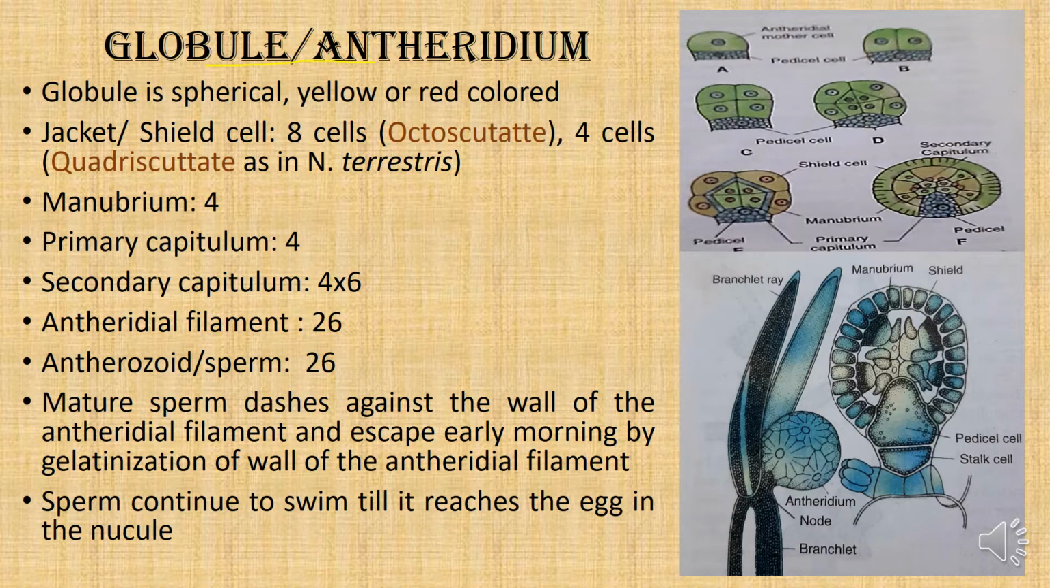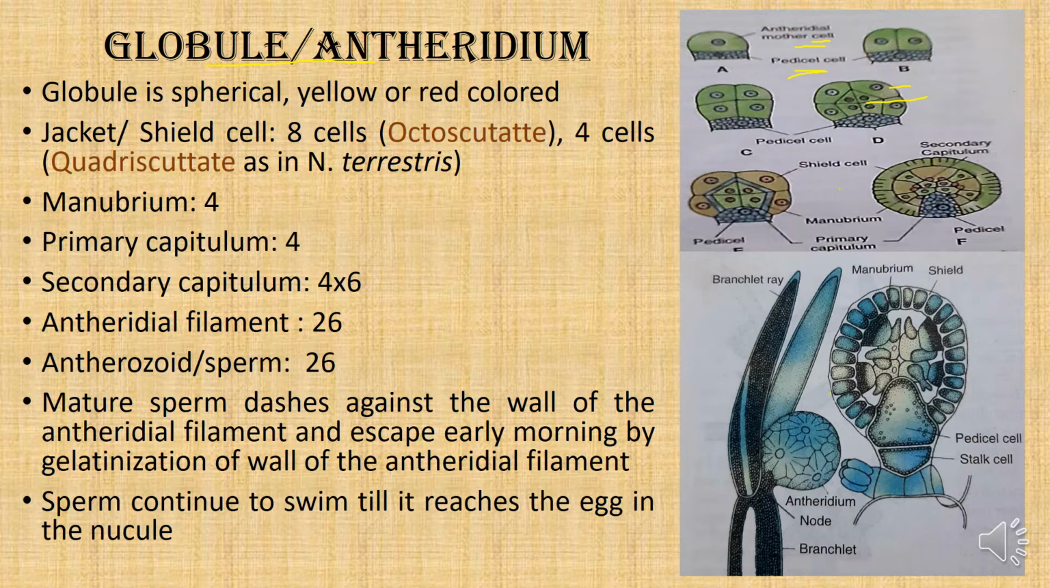The terminal apical cell serves as an antheridial initial and divides twice to form an antheridial mother cell and the pedicel. This antheridial mother cell undergoes several divisions to form the jacket layer as well as the inner antherogenous cells, and later the final structure looks something like this. It is better to understand it here.